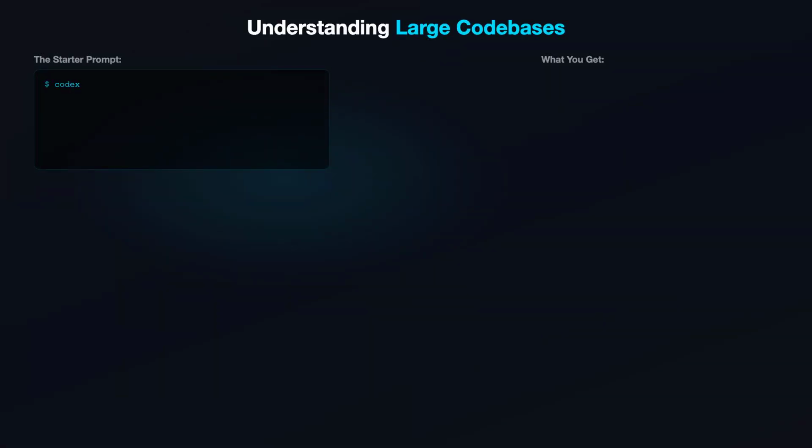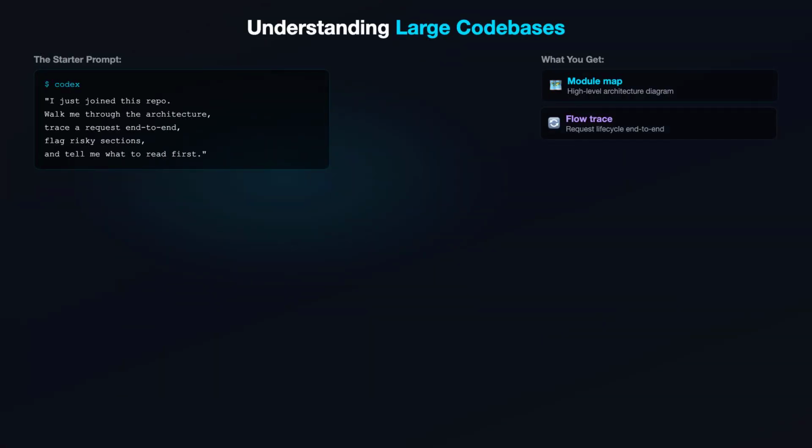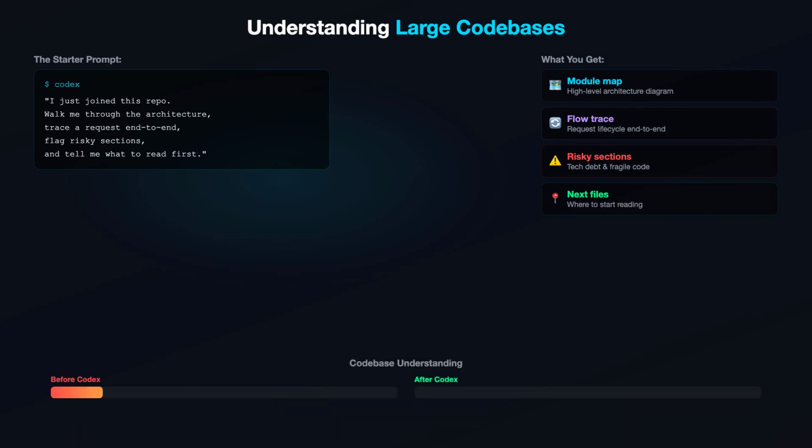The codebase understanding use case deserves special attention because it's the on-ramp for everything else. You tell Codex, explain how the request flows through this system area. Include which modules own what, where data is validated, and the top gotchas to watch for before making changes. End with the files I should read next.